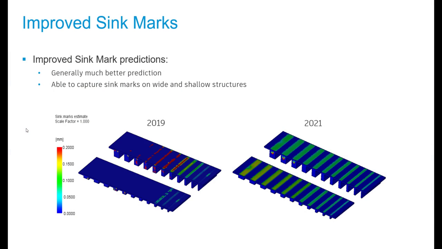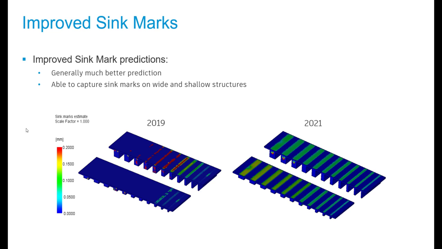So a big improvement we made this year is the ability to predict sync marks. We all know that for sync marks in the back in the days, or until now, we could only predict sync marks on the back of what we could consider a rib, and a rib is actually pretty narrowly defined.